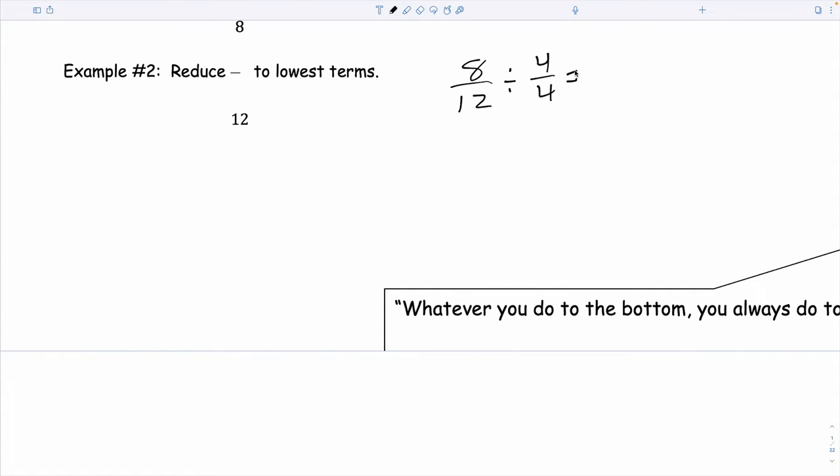Let's check it out. 8 divided by 4 is 2. 12 divided by 4 is 3. That works. On the bottom of this section, create another identical problem. What happens if I divided this by 2? Because 2 also goes into 8 and 12. Daniel, what do I get?